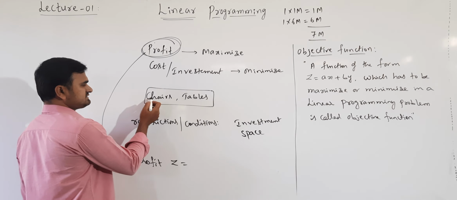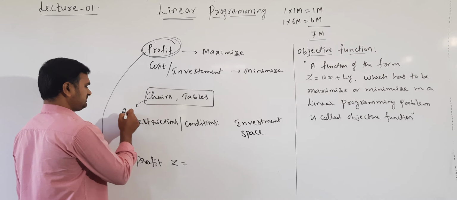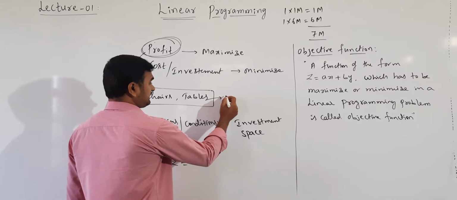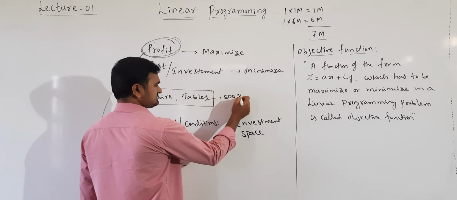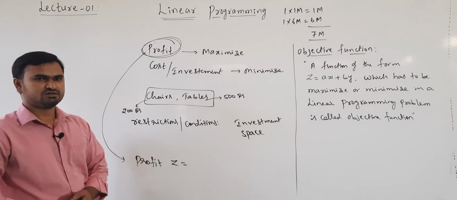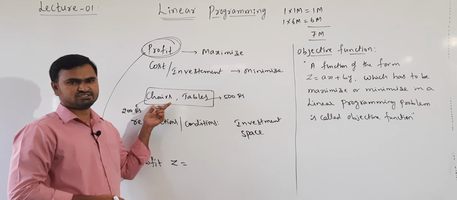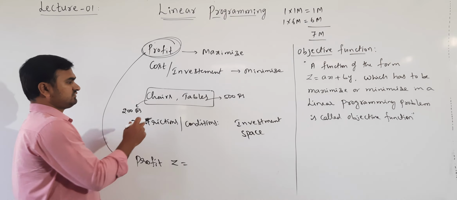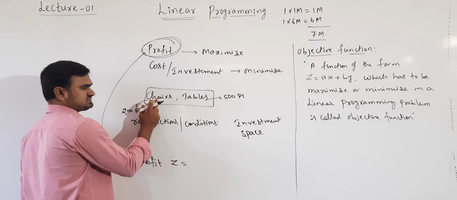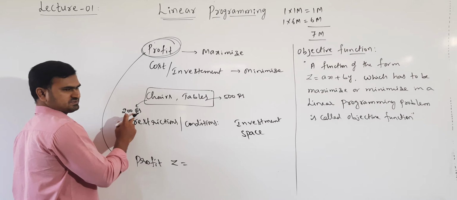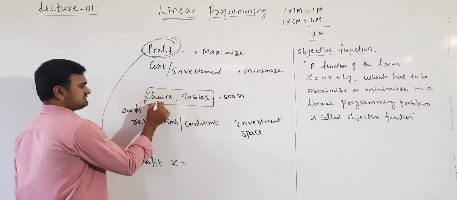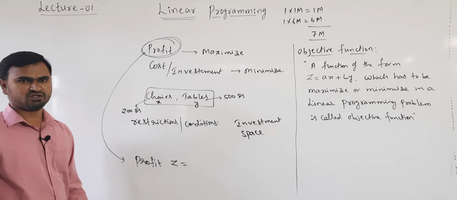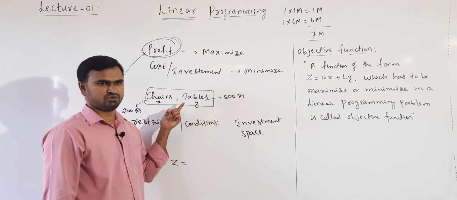Suppose by selling each chair we get a profit of 200 rupees, and on each table suppose we are getting a profit of 500 rupees. So this is the profit we will get on each of these units. Now what will be the total profit I can get? For each unit of chair we are getting 200 rupees. Now if I am selling x units of chairs and y units of tables, we don't know what these x and y values are.